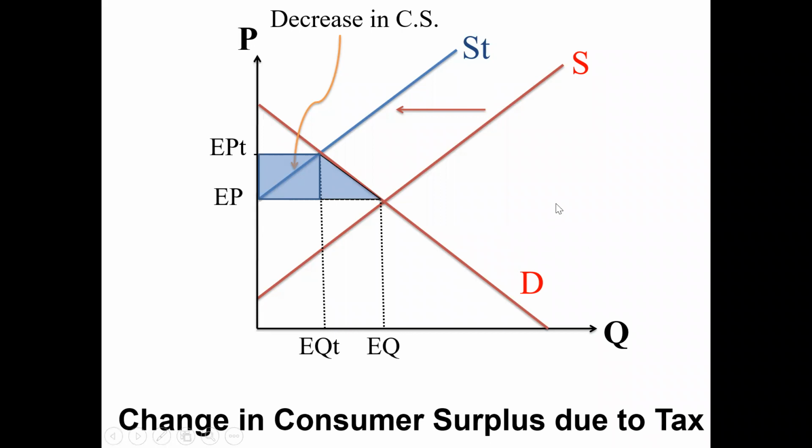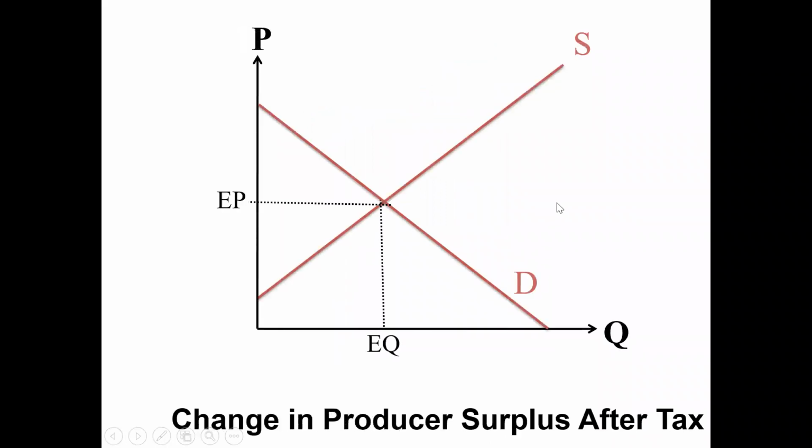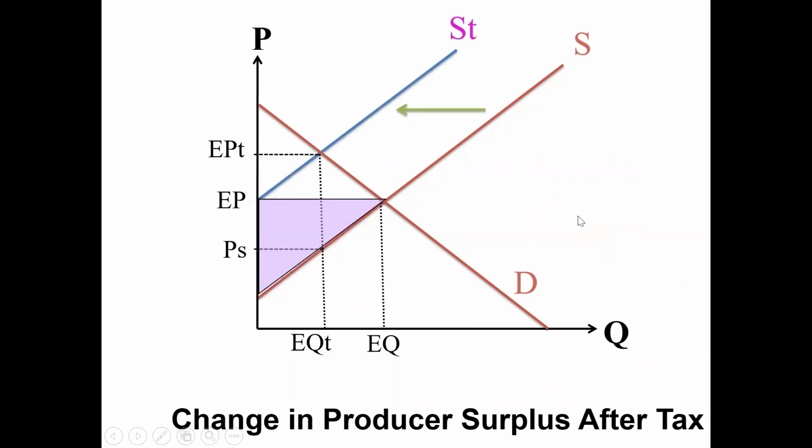Now let's look at the producer. This is producer surplus before tax. මතකනේ? Price එකට පල්ලෙහාන් තියෙන supply curve එකට උඩින් තියෙන triangle එක. A simple idea එකක්. Right. Now we'll see after the tax. This is the situation after the tax.